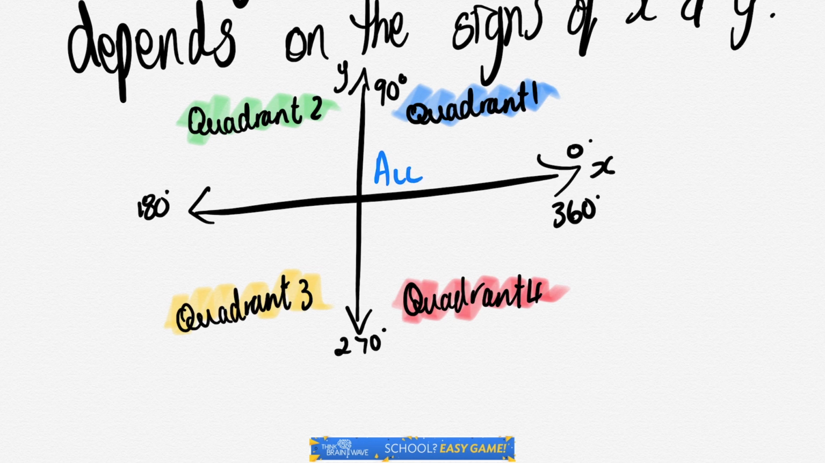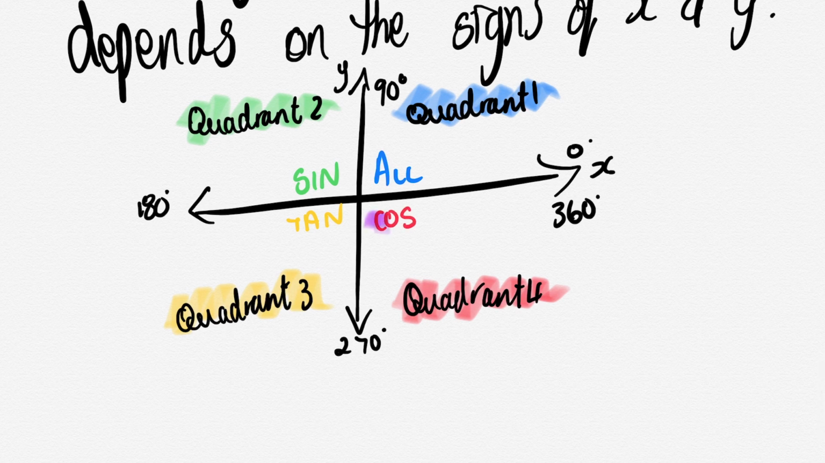So now we're talking about CAST. So C, A, S, and T. We have all ratios representing the A in quadrant 1. Then you've got sine positive in quadrant 2. Tan is positive in quadrant 3. And cos is positive in quadrant 4.